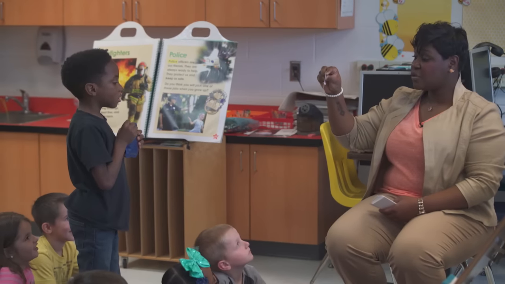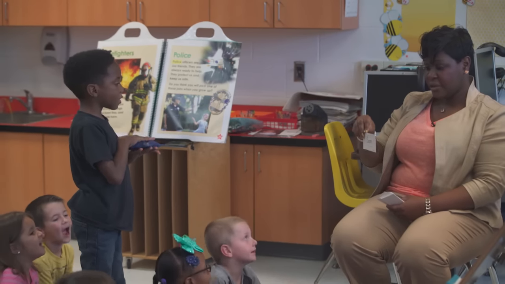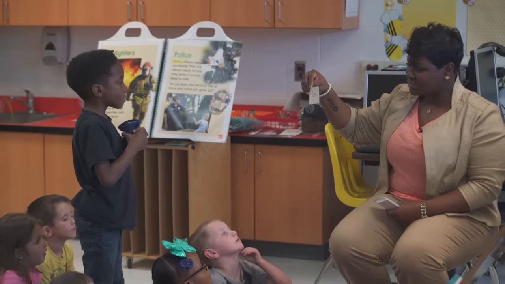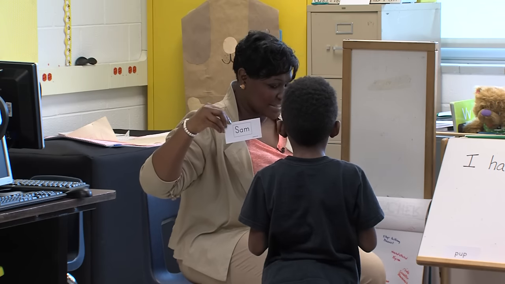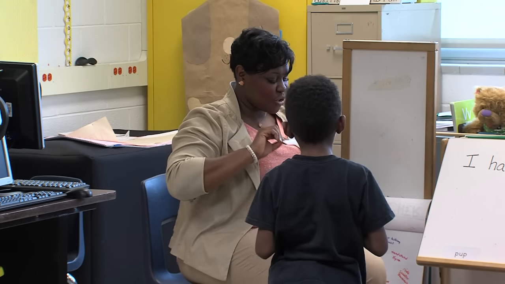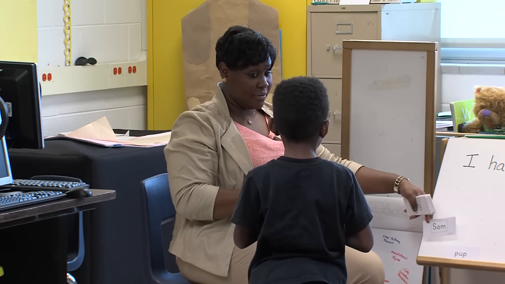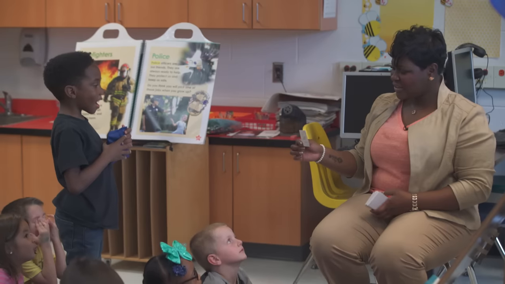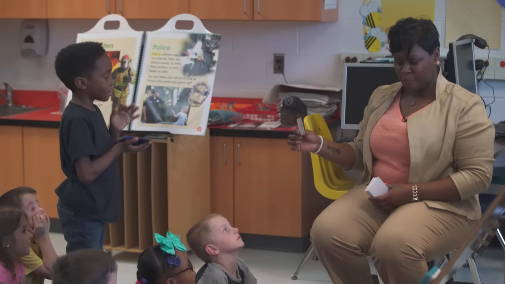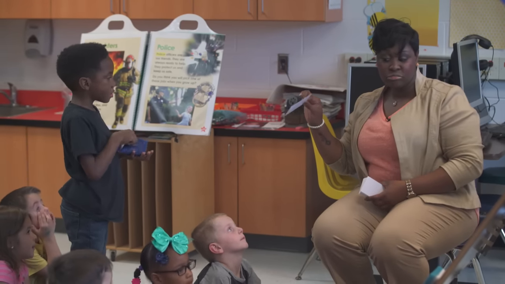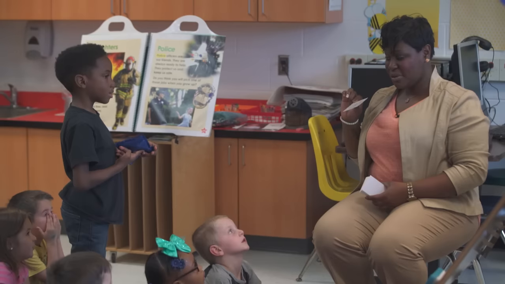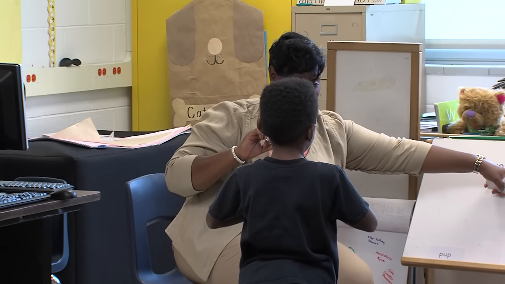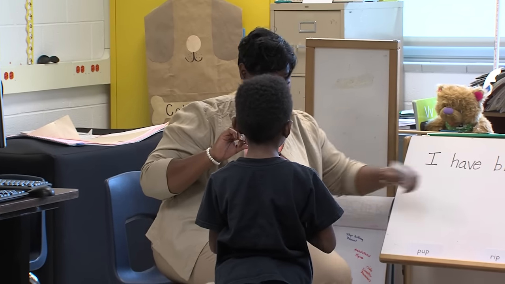Sam. Sam is the word. What is the word, class? Sam. Is Sam a short U? Not a short U. So I can put Sam with pup, right? No. Why not? Because that's a short A. Do we need a U to make the short U sound in the middle? We learned that some words have U, but they don't have what? They don't have the short U sound.